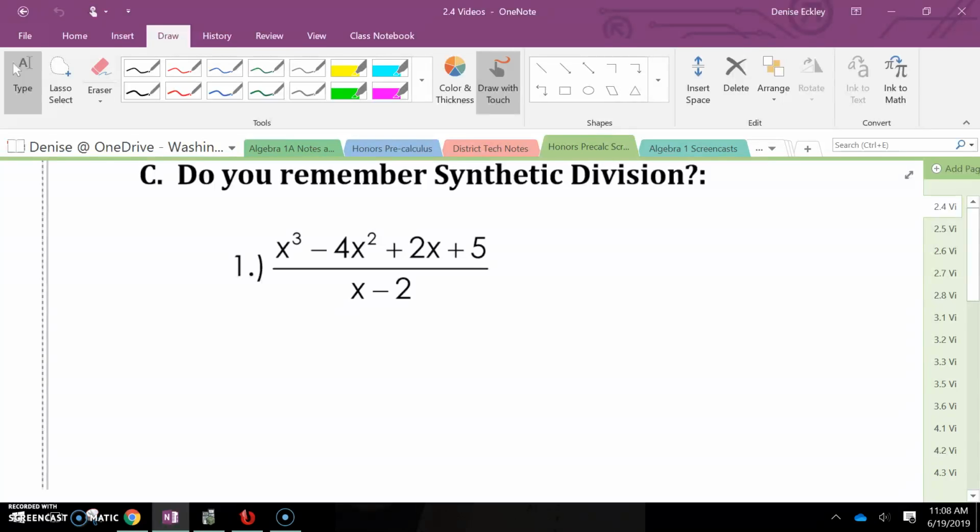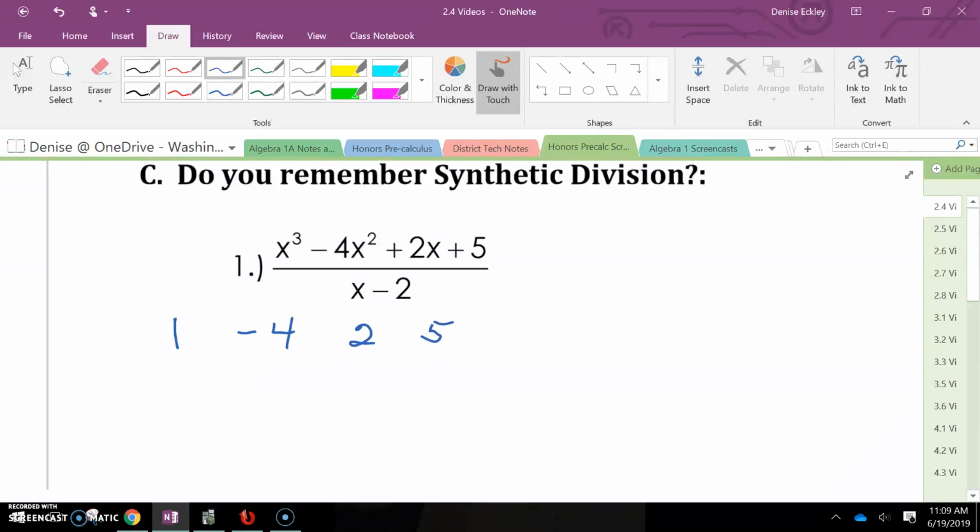So what you want to do is take the coefficients of each of your terms, and we're going to write those down. So we have a 1 in front of the x cubed, a -4 in front of the x squared, a 2 in front of the x, and then our constant is a 5.